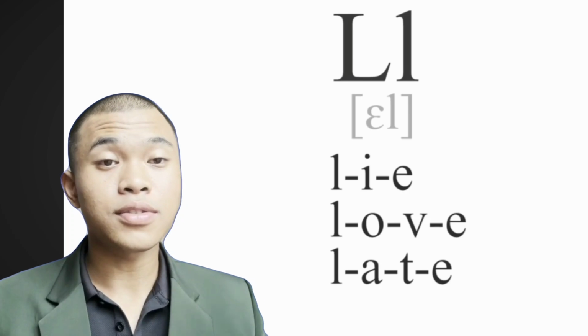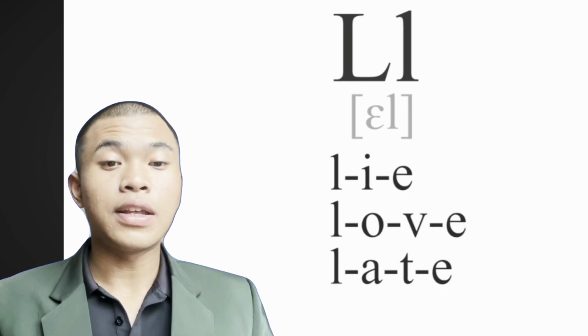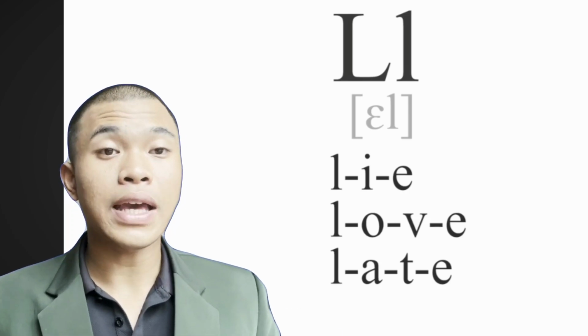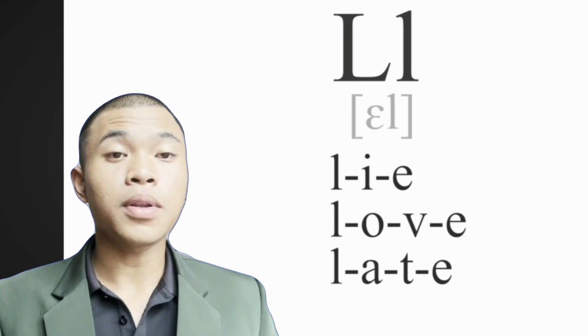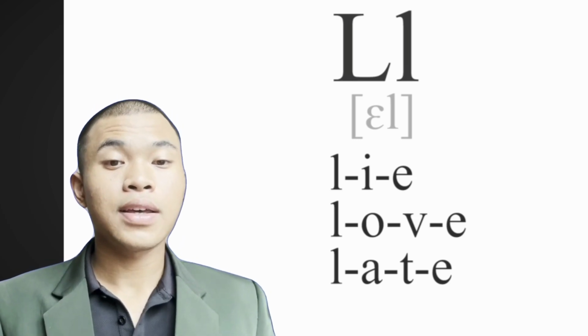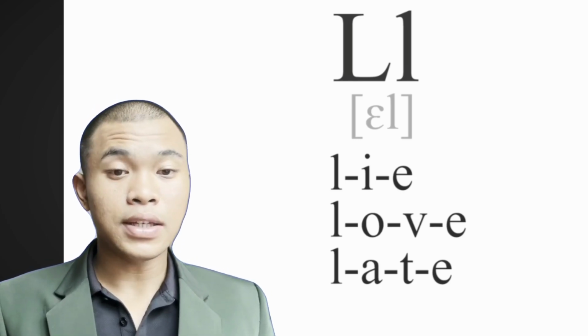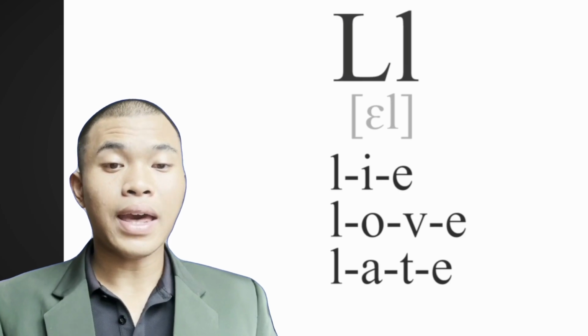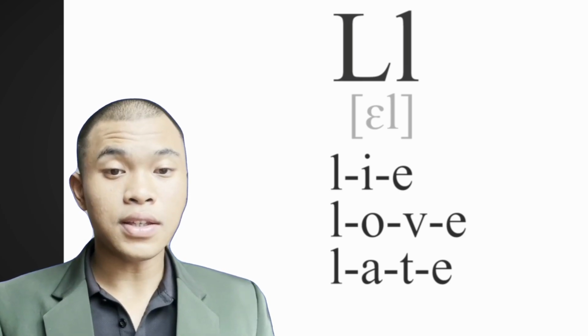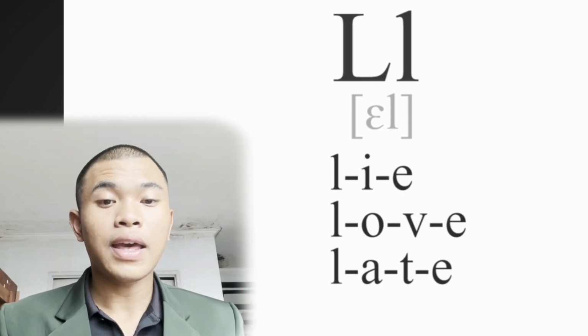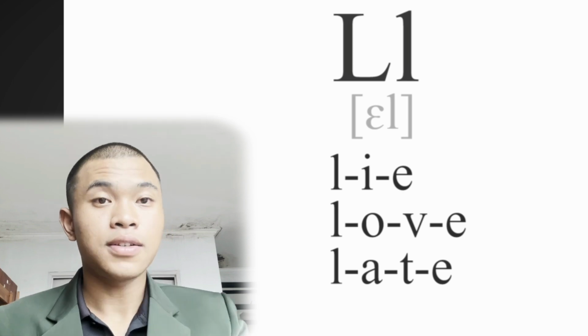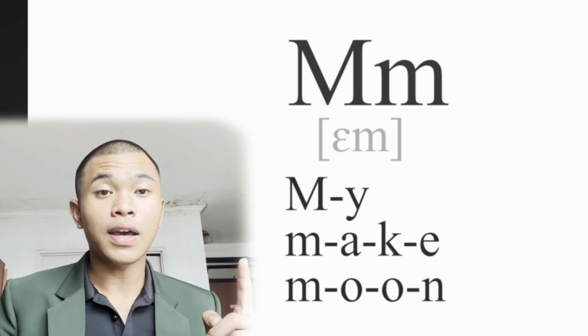Big one, it sounds like L. The small one, it sounds like L. The IPA pronunciation, it sounds like L. Example of word: lie, L, I, E. Love, L, O, V, E. Late, L, A, T, E.